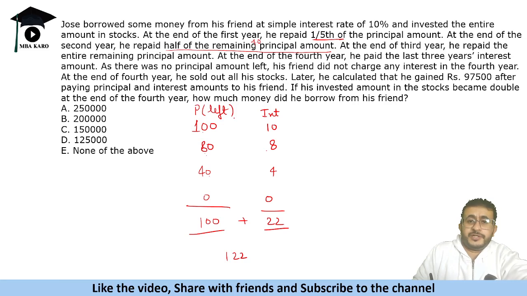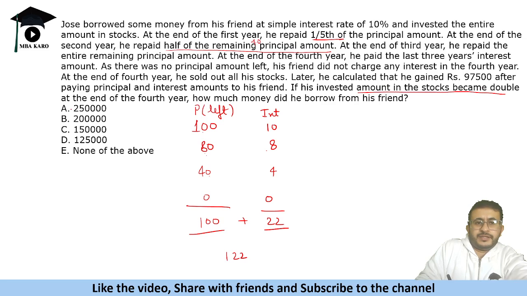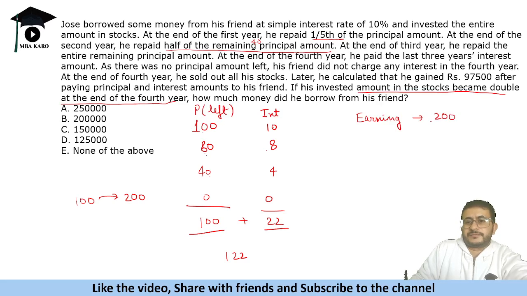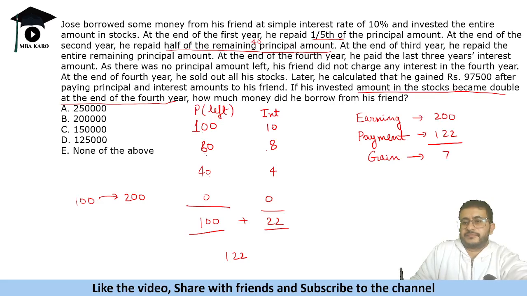And what happened to his stocks? His stocks doubled. It is given that the amount in the stocks became double. So he invested 100 in stocks, it became 200. So his earning is 200, and what is his payment? 122. Right? So his gain will be 78. So 78 parts is 97500.